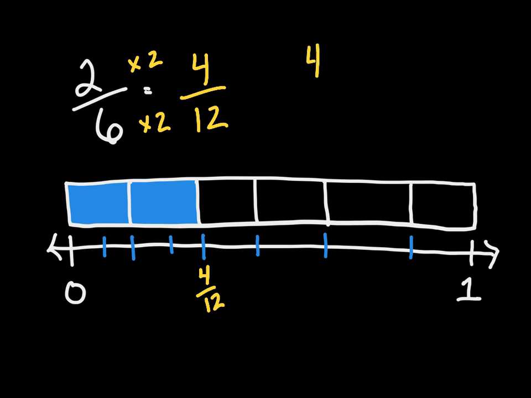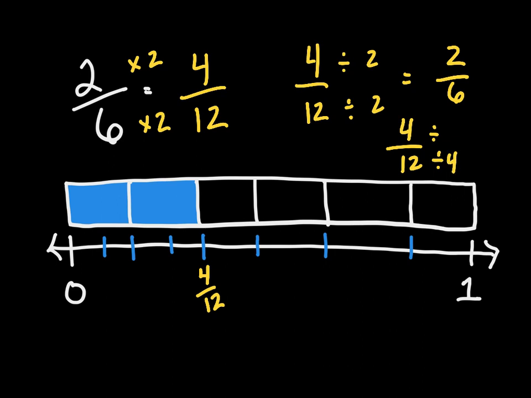You could also do 4/12 and divide the top and the bottom by 2 to show 2/6. You could also show 4/12 and divide the top and the bottom by 4 to get 1/3. So you see all these fractions, 2/6, 4/12, 1/3, they're all equivalent.